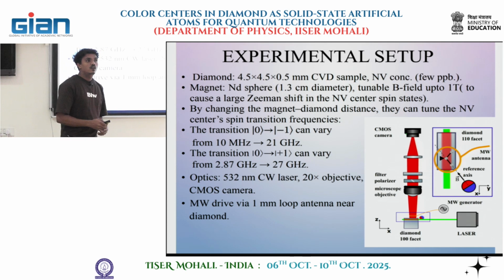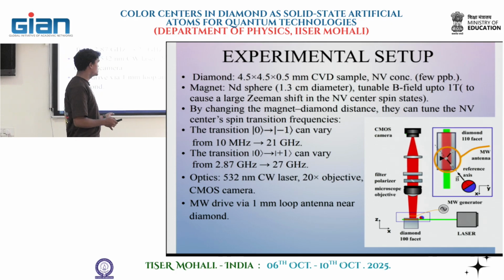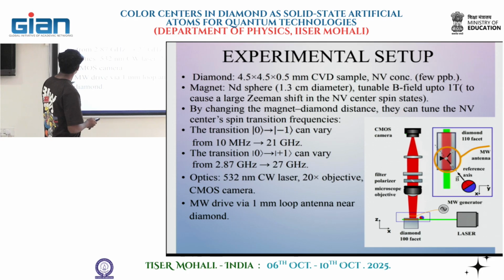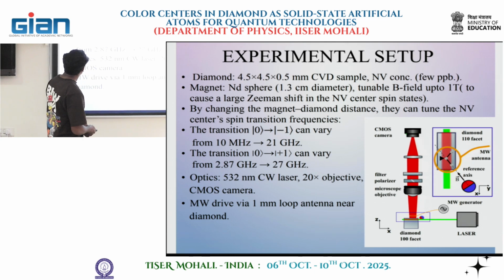When we apply green laser light, a 532 nanometer continuous wave laser, in the diamond, it is absorbed by the NV centers and goes to the excited state, and at the time of de-excitation we get fluorescence light of approximately 630 to 637 up to 800 nanometers.